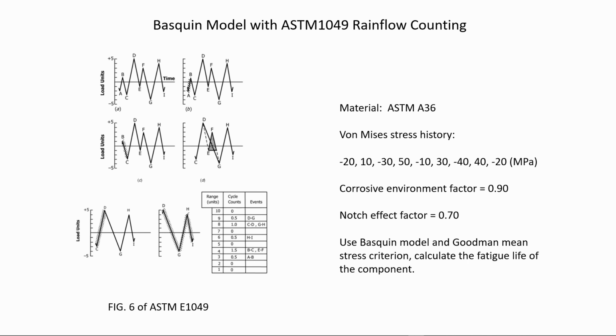The stress history is taken from figure 6 of ASTM E1049, standard practices for cycle counting and fatigue analysis, amplified by 10 times. To calculate fatigue strength reduction factor KF, consider a corrosive environment factor of 0.9 and a notch effect factor of 0.7. I am going to use Basquin model and Goodman mean stress criterion and calculate the fatigue life of the component.